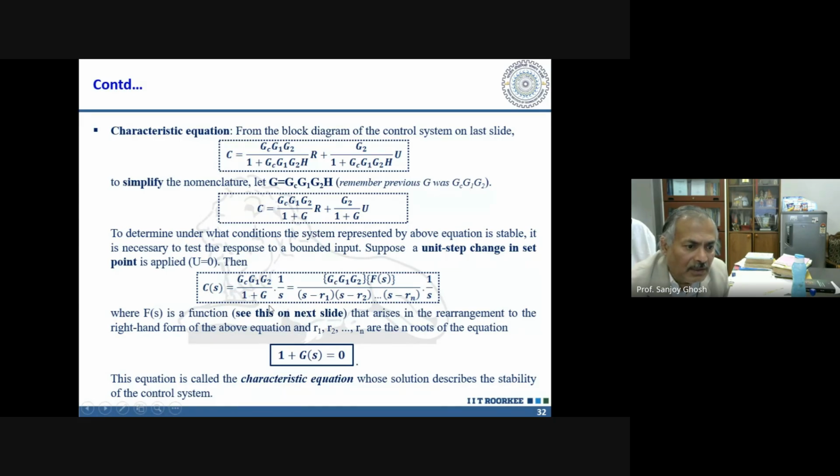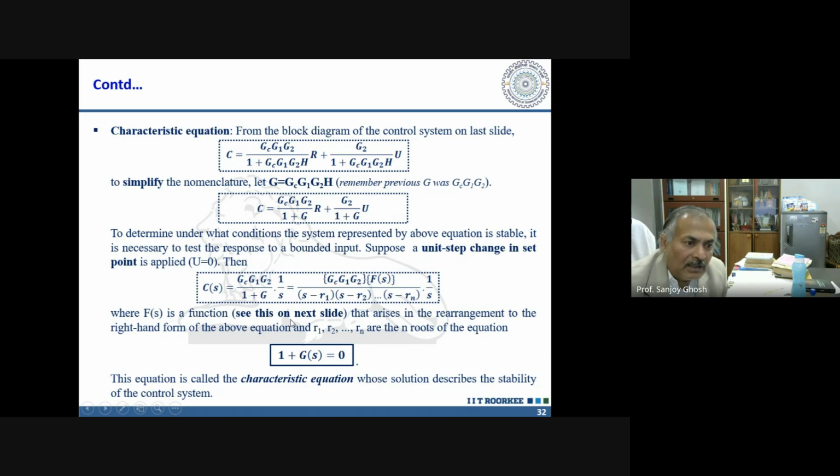Right? The G is nothing but what is that? Total product of GC, that is GC into G1 into G2 into H. All these things, the product I am calling as G. So this GC G1 G2 by 1 plus G into R, and here G2 by 1 plus G into U. So this is your C.